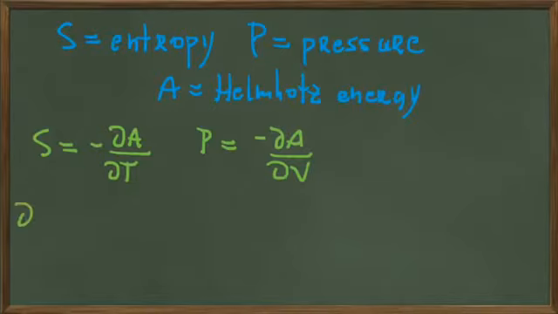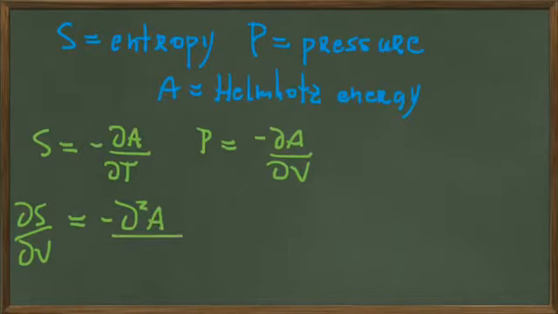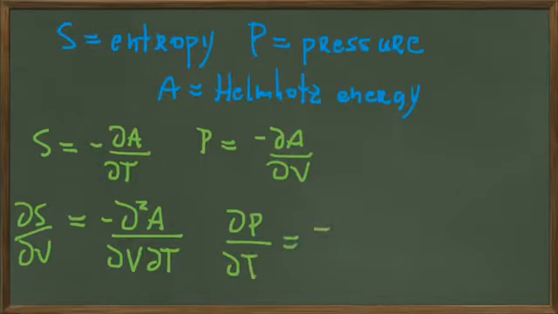So if we take the partial of the entropy with respect to volume, then that's going to give us the second partial of the energy, and it is first with respect to temperature, second with respect to volume. If we take the partial of the pressure with respect to temperature, we're going to get the negative of the second partial of the energy. First we had already taken it with respect to volume, now we're taking it with respect to temperature.